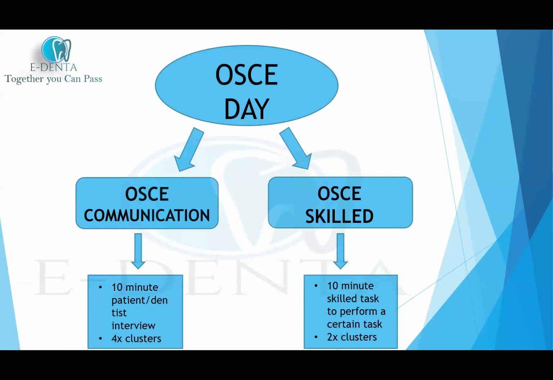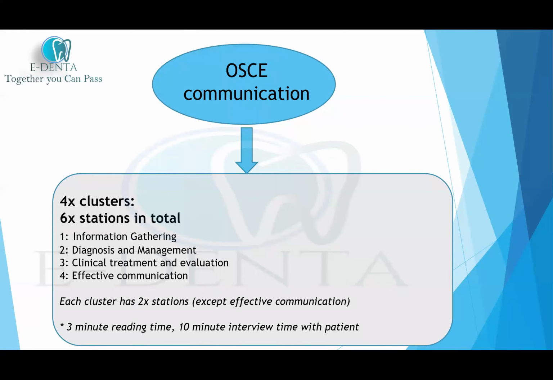So anyway, for now, a 10-minute skilled task to perform a certain task, and that carries 2 clusters. With the OSCE Communication, we said that it has 4 clusters, and in those 4 clusters, you have the information gathering cluster, the diagnosis and management cluster, the clinical treatment and evaluation cluster, and the effective communication. Every cluster has 2 stations. So information gathering will have 2 stations. And when I say 2 stations, it's actually the cases.